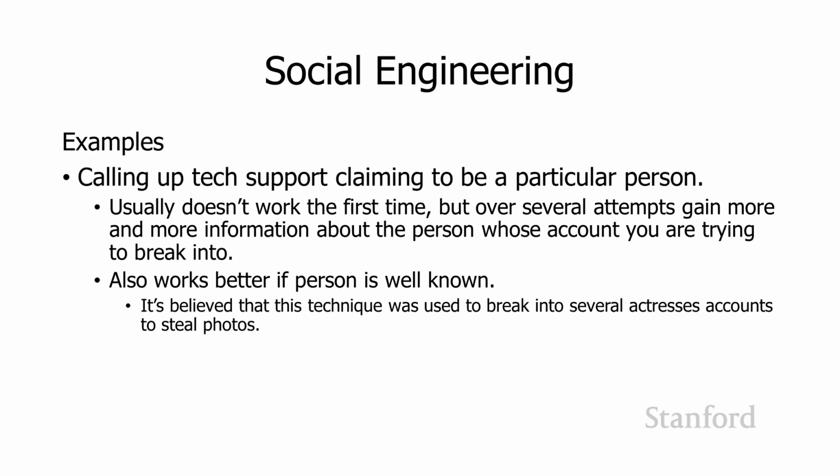So if somebody's trying to break into a particular account, they call tech support pretending to be you. They may not be able to get through the first time, but they slowly gather more and more information by talking to different tech support staff or customer support staff about that person. And over time, they're able to get enough information about this person whose account they're trying to break into in order to fake out the tech support person or customer support person into thinking they really are who they say they are. This is particularly problematic for famous people who already have a lot of information out about them.